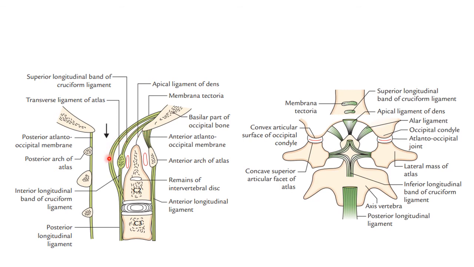Inferiorly, it is attached to the body of the axis, and superiorly it is attached to the upper surface of the basilar part of the occipital bone above the attachment of the upper band of the cruciate ligament. This is the upper band of the cruciate ligament, and this is the lower band of the cruciate ligament. So these are the ligaments of the median atlanto-axial joint.